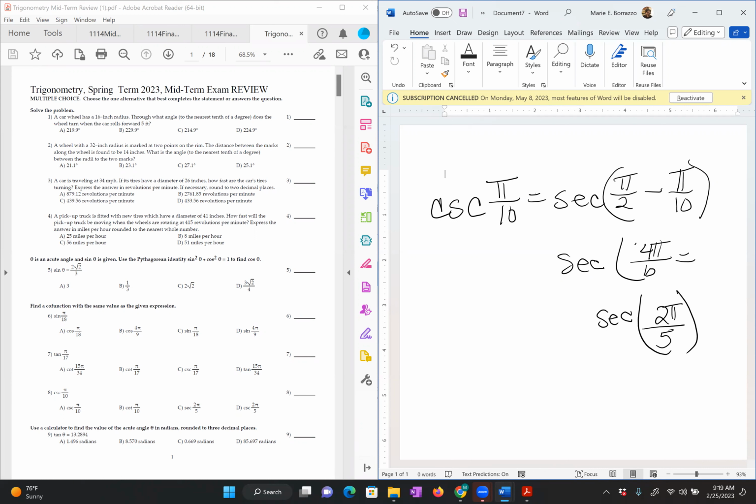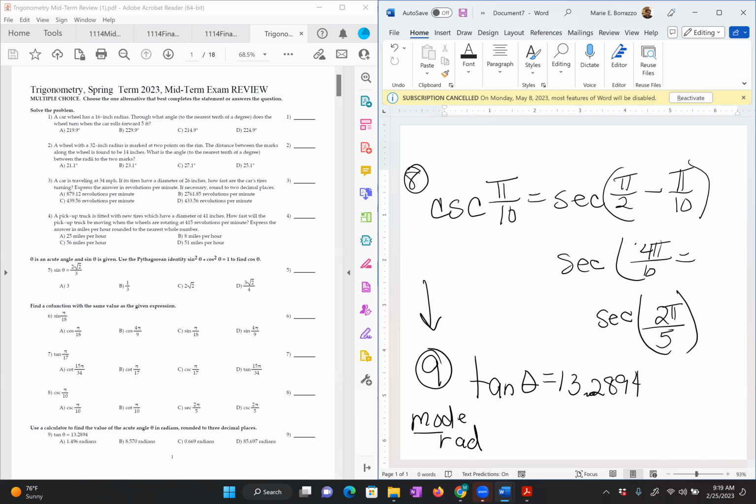I believe we're on number 8. This is number 9. Number 9, they give you tan theta equal to 13.2894. And I'm asking you, when you do this question, let me look at my notes real quick because I wrote myself a note: make sure that your mode is in radian mode. Key, pay attention, mode is the key here. So you're going to use tan inverse and you're going to put in 13.2894. Once again, make sure you're in radian mode.